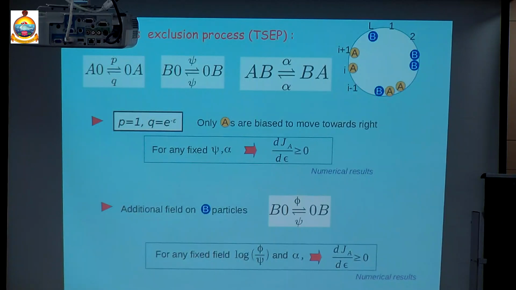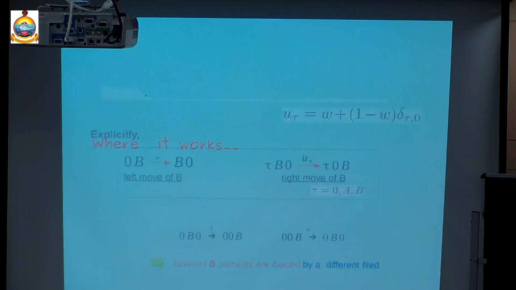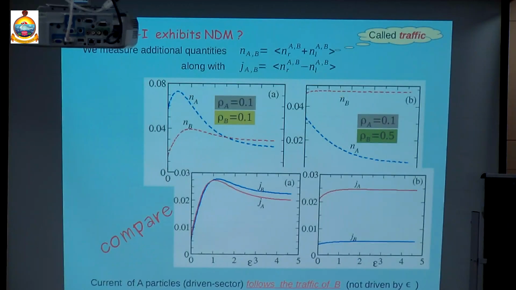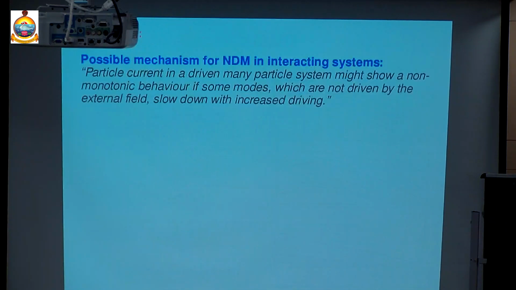And I am saying that the effective description of this interacting model is just that. Whenever the traffic of B goes down, whenever B particle slows down, the current of A actually goes down. That's the point. So that's what is happening, and I'm showing that this is actually true if you forcibly do it in other models. So that's what I try to show.